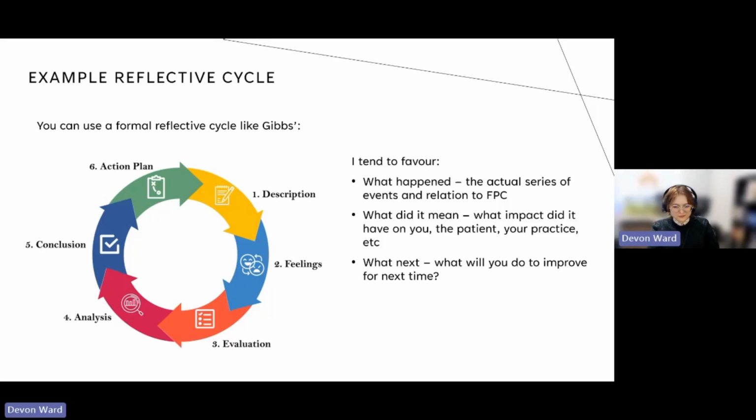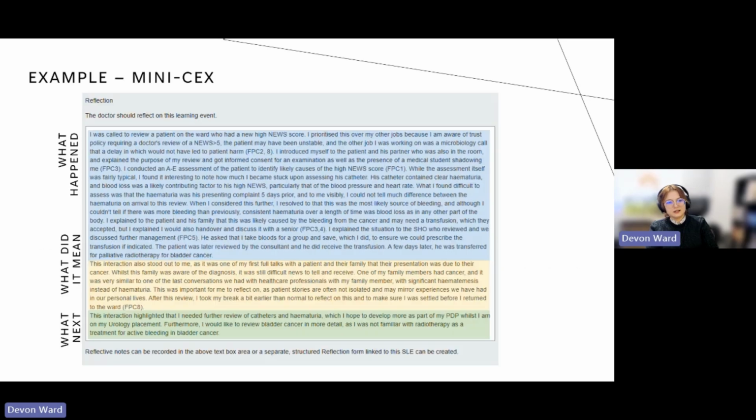I'll show you how that works in practice. What happened? What did it mean? What next? This is what I would write for a mini-CEX, and I think I was being particularly in depth that day because that's quite large. The majority of what I've said is what happened. I find this bit the easiest to write. I think the majority of people do, because you don't need to think. It's just physically what happens, how does it relate?